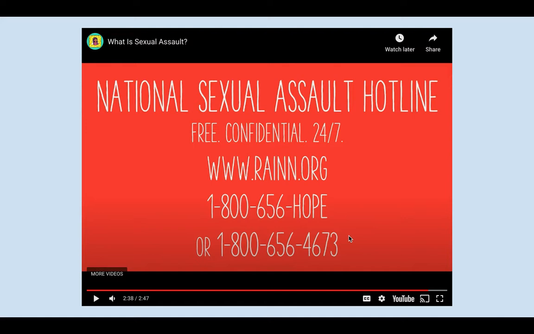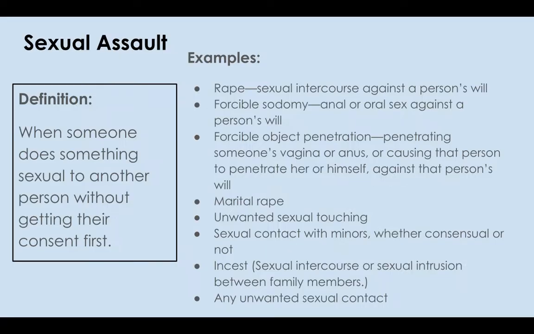So it's a good video. It's short, it's to the point. Sexual assault is when someone is doing something to you sexually that you did not agree upon, that you did not want happening to you. Our definition right here is when someone does something sexual to another person without getting their consent first.